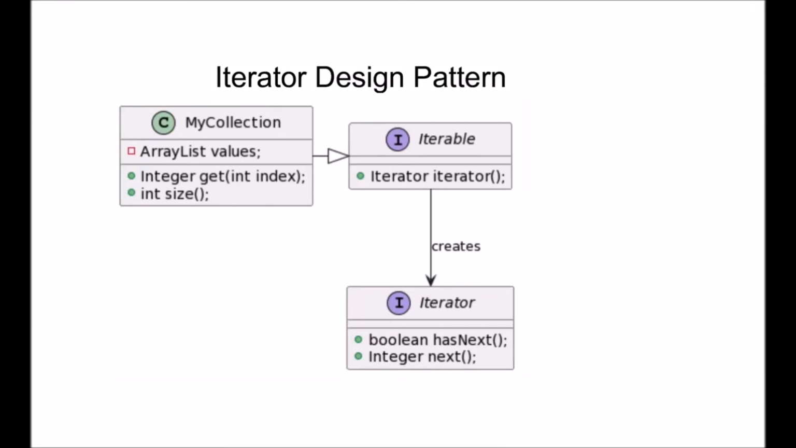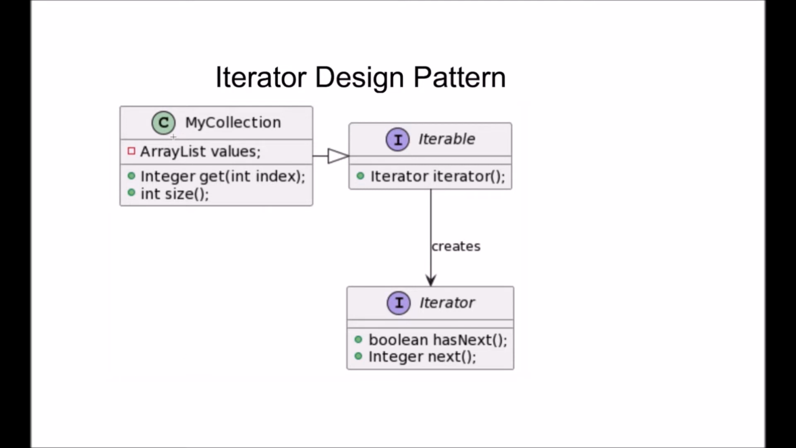Hi guys, in this video I will cover the iterator design pattern. The purpose of this design pattern is to provide sequential access to values of an aggregate object without exposing its internal structure. Let's take a look at this UML diagram to better understand what that means.